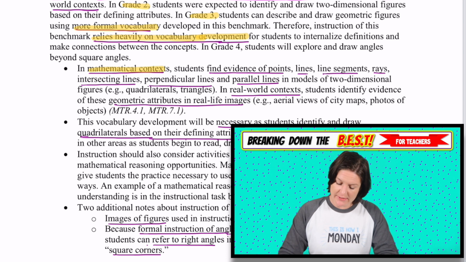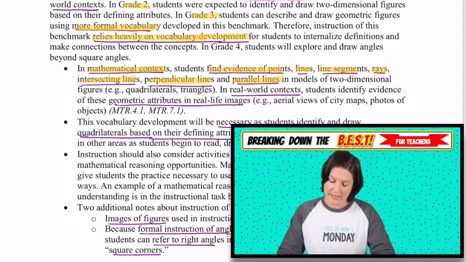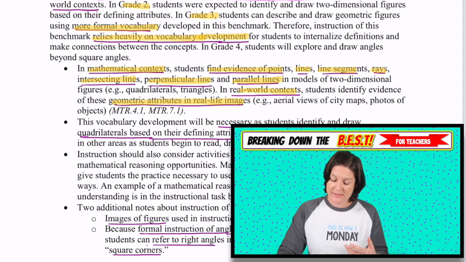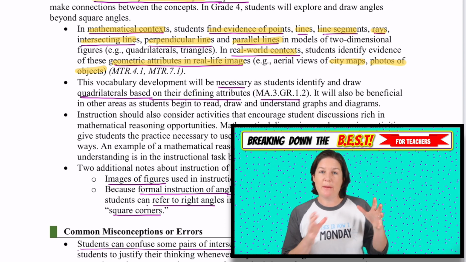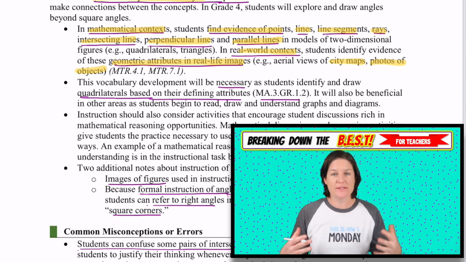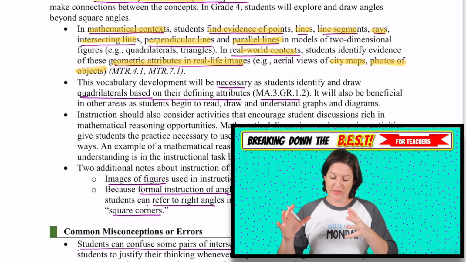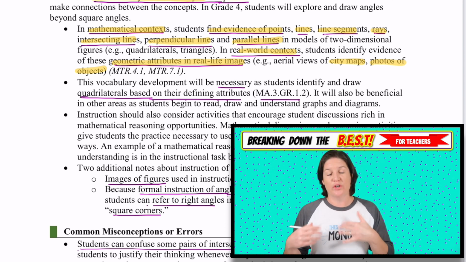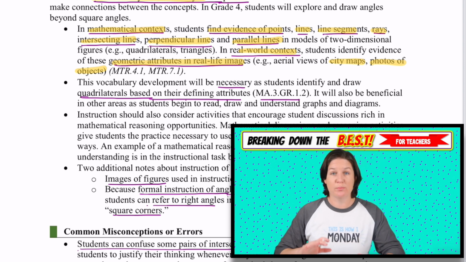In a mathematical context, students can find evidence of points, lines, line segments, rays, intersecting lines, perpendicular lines, and parallel lines. In real-world contexts, students can connect this to geometric attributes of real-life images like city maps or photos of objects. For example, when they're talking about mathematical, they're talking more about just drawn shapes, like a hexagon or a pentagon or a quadrilateral of any kind. But with the real-world context, it's applying it to maps, to images that you might see where you can identify these vocabulary words. So it's important to have both.